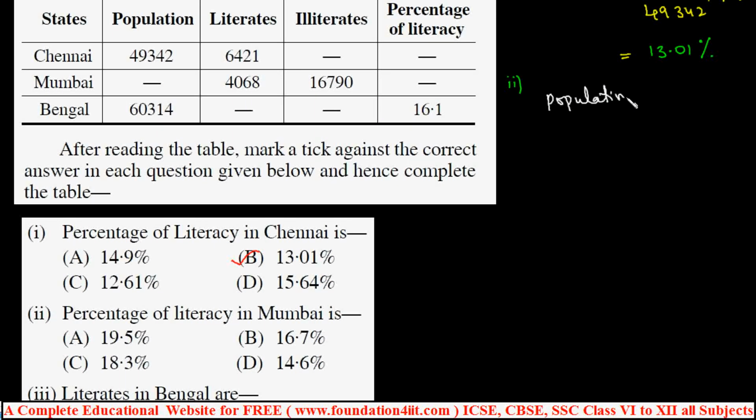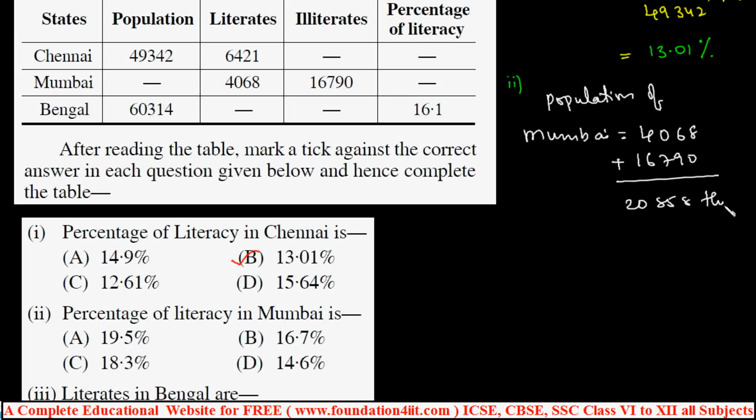So population of Mumbai is equal to literates plus illiterates. So 4,068 plus 16,790. By adding this, 20,858 thousands. Okay, actually this is 20,858 thousands again. Now percentage of literacy. So literacy in Mumbai.